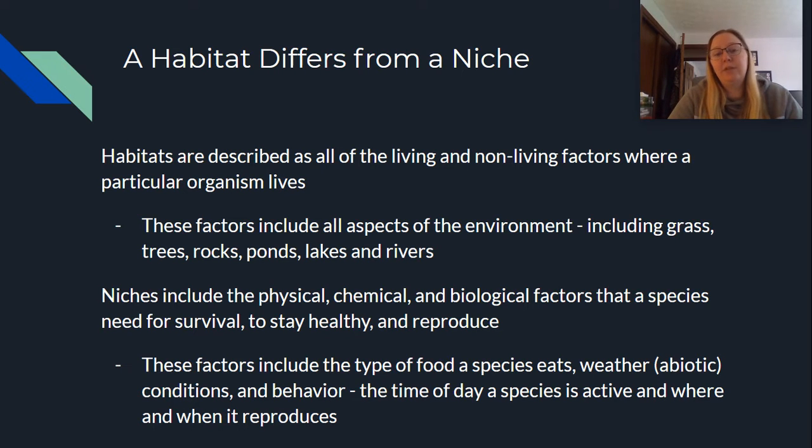Niches start to involve the physical, chemical, and biological factors that the species needs in order to survive, to stay healthy, and to reproduce. These include the type of food that an organism will eat, the weather, which is an abiotic factor, and behavior. So what time of day is that species active? When does it reproduce in the year? On top of the chemical cycles and the physical interaction between the organisms.